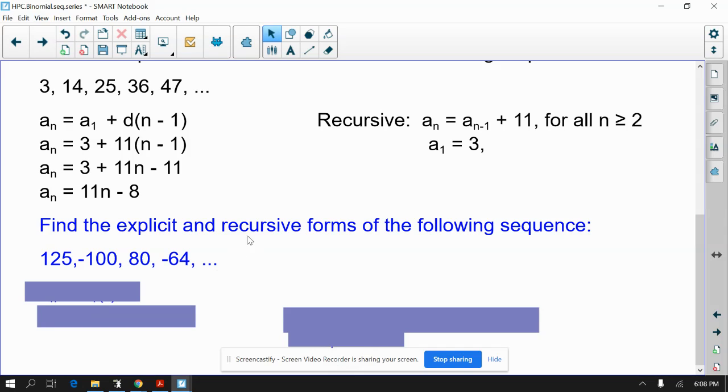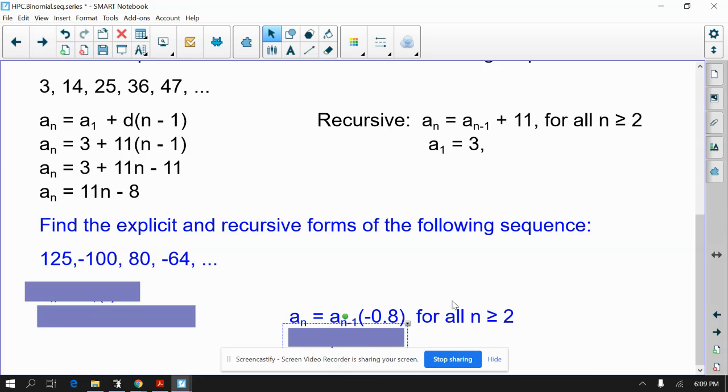Now, recursively is usually, I think, the easier one, but unfortunately, it's the less popular one. So let's just get recursive out of the way. Recursive relies on the previous one. So we got negative 64 because we took 80 and multiplied it by negative 0.8. Well, how do I get the fifth term? Just take the previous one and multiply by negative 0.8. So in other words, this. How do I get the nth term? Take the previous one multiplied by negative 0.8.